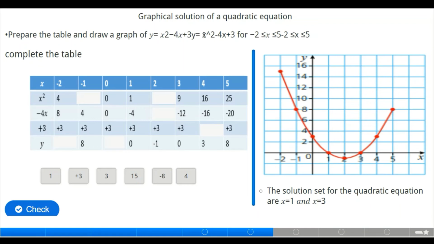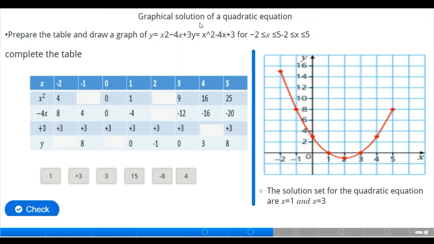Well, y equals x raised to power 2 minus 4x plus 3. And this is the value of the given illustration, which ranges from -2 to +5. So we have the prepared table here. X is going to be ranging from -2 to +5. So we have -2, -1, 0, 1, 2, 3, 4, 5.